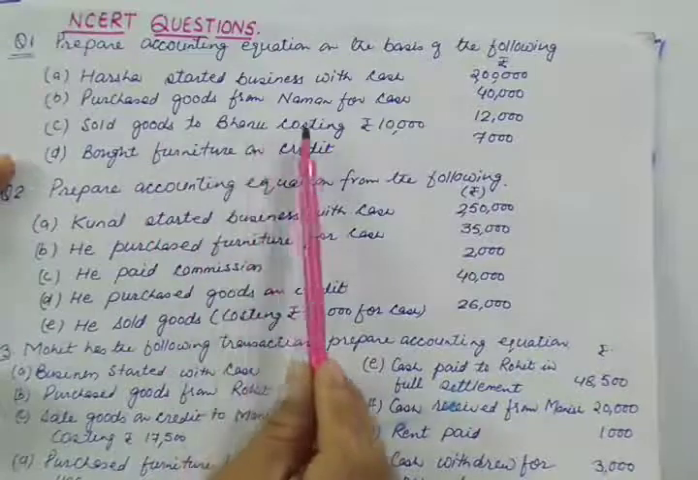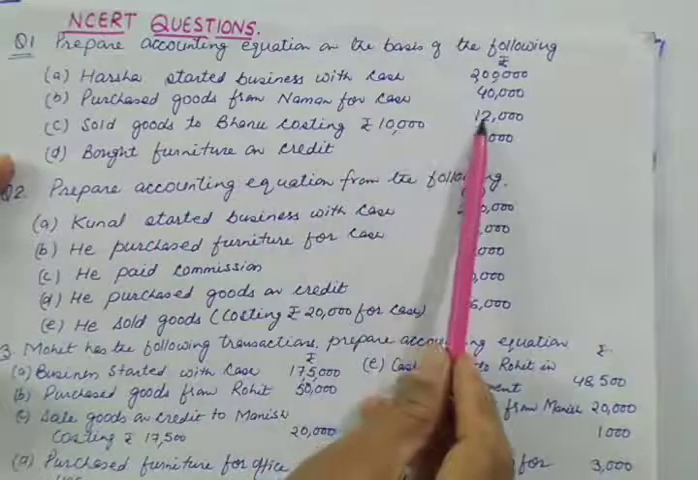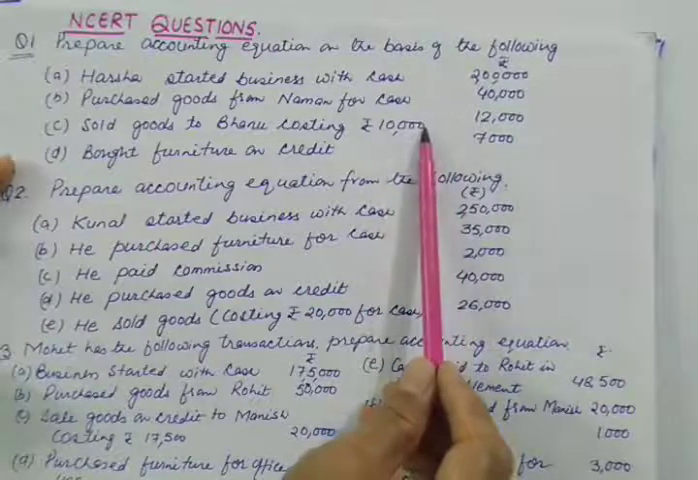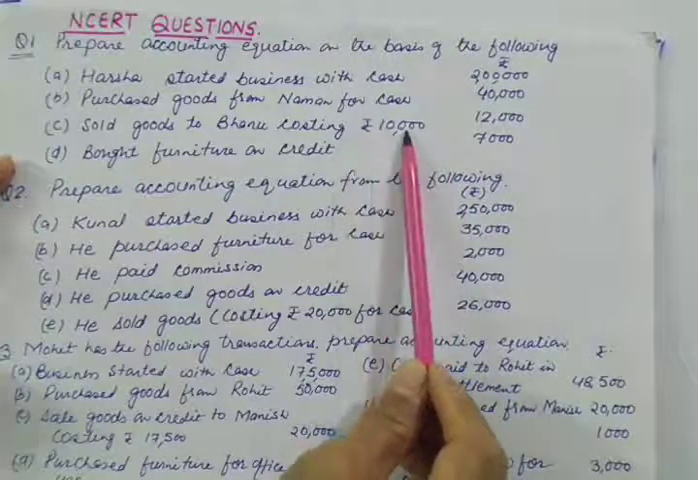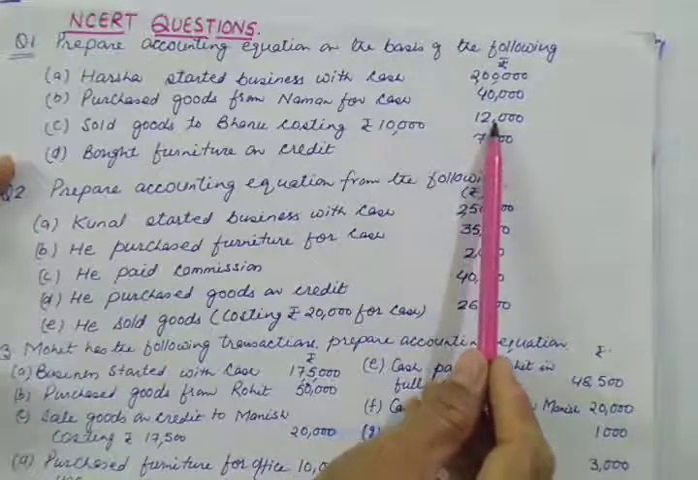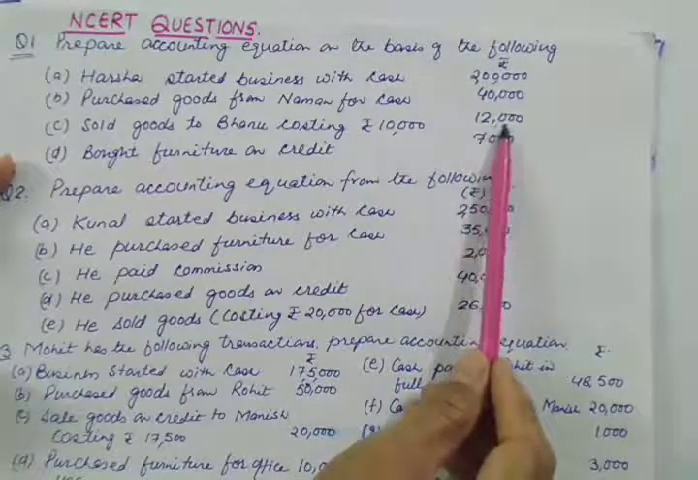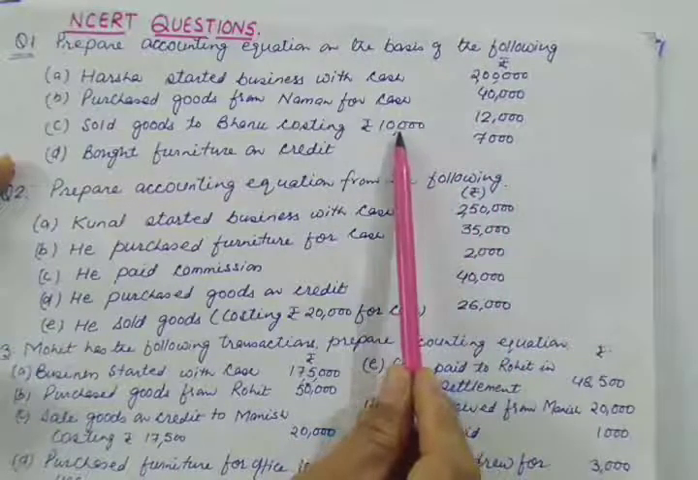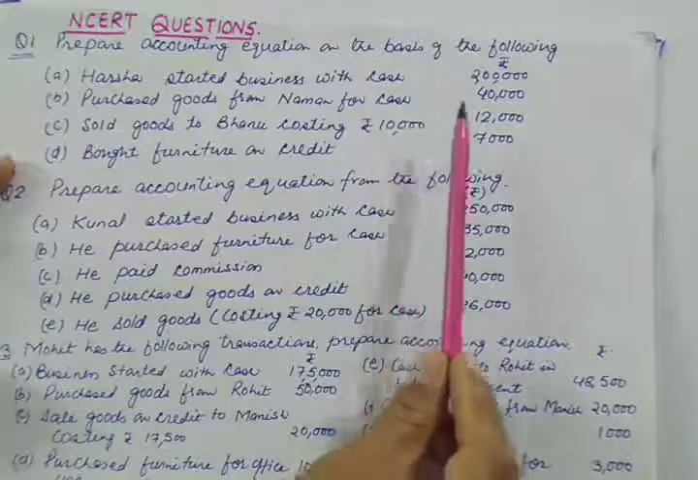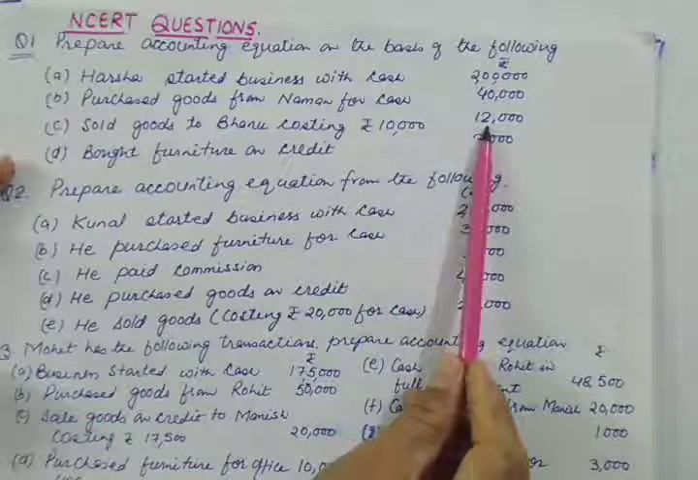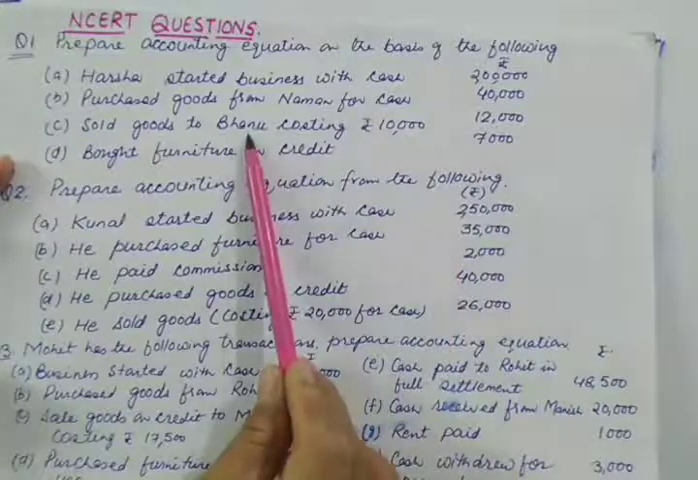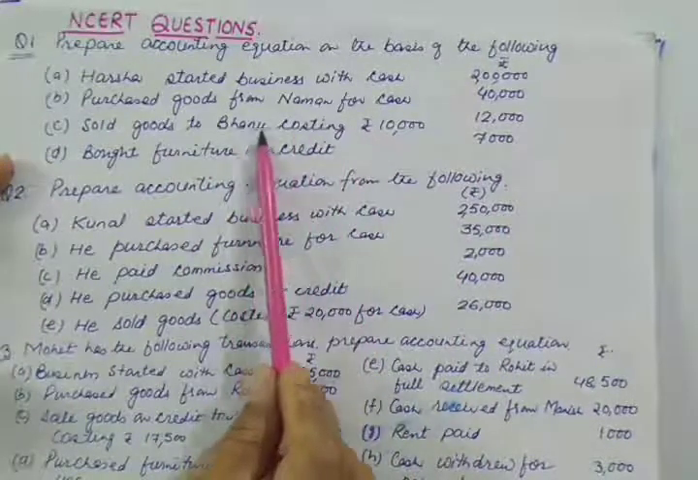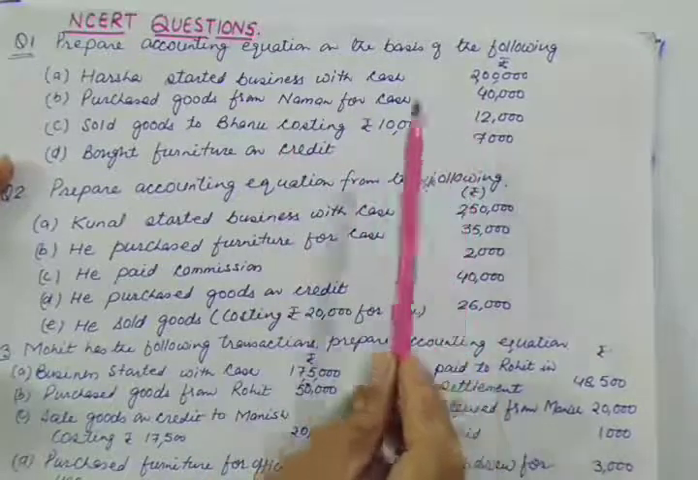Sold goods to Bhanu costing rupees 10,000 for 12,000. So in this case, firm is earning a profit of 2,000. Cost is 10,000. Sold for 12,000. So this 2,000 will be added to the capital as a profit, and 10,000 will be deducted from the stock, and 12,000 will be considered as debtor because this is a non-cash transaction. Name of the debtor is given without any cash details.